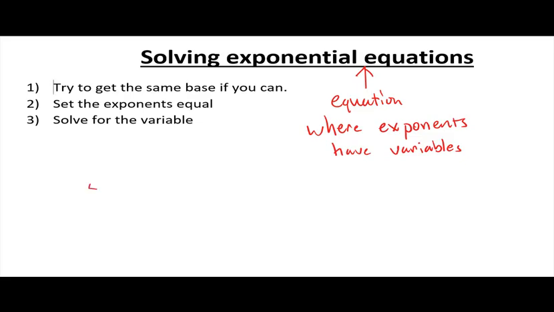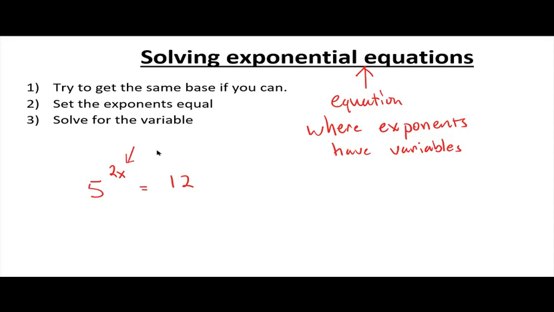Let's say something like 5 to the 2x power is equal to, let's say, 12. This would be considered an exponential equation because you notice the exponent here has variables. So that's when you have an exponential equation.